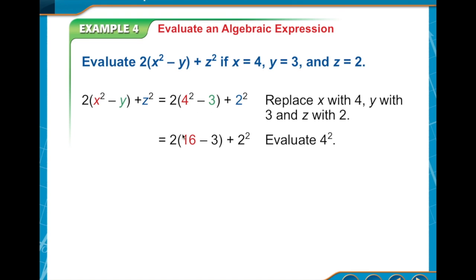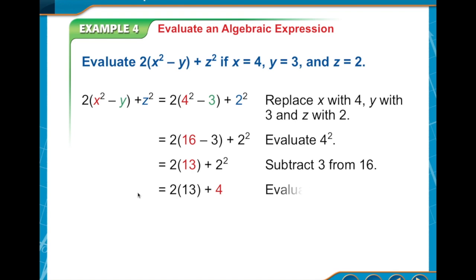So I need to take this 4 and square it, gives me 16, and then subtract 3 from that. So 16 minus 3 gives me 13. Now I've got multiplication here and a power over here, so I know that this power is important, so I'll make that 4. 2 squared is 4.